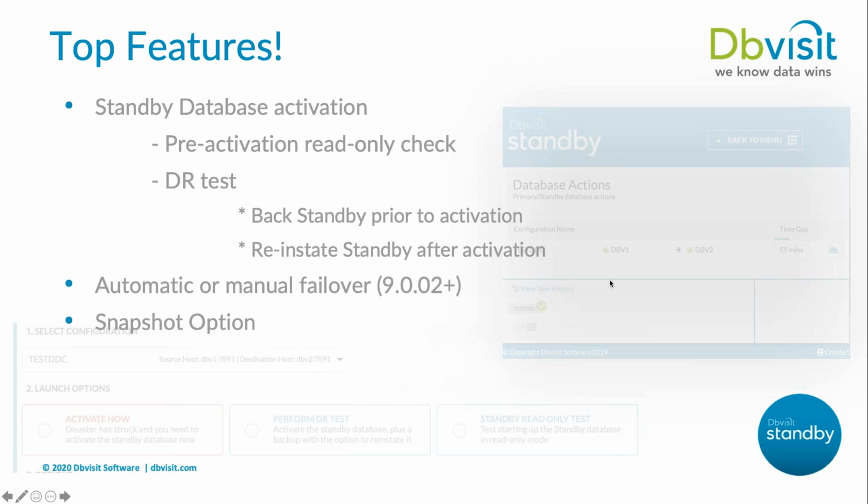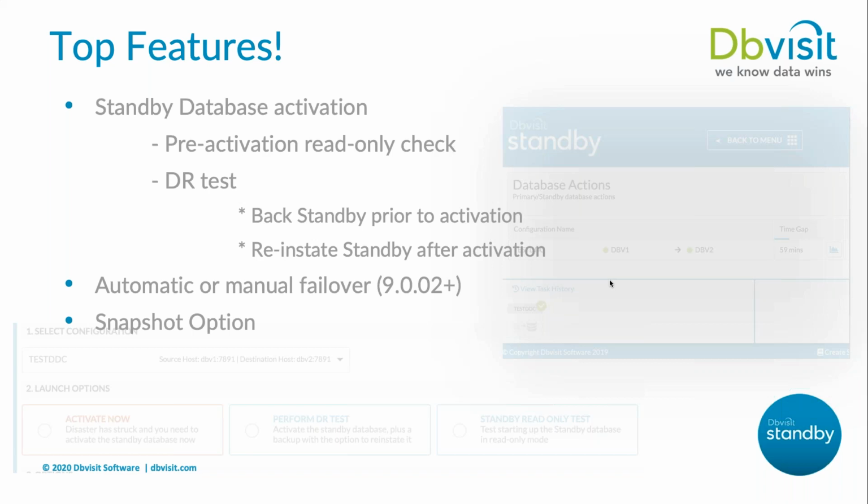And standby database activation. During a DR testing scenario or a maintenance activation scenario, you can do a read-only check to make sure that the standby database is in a consistent state. And in a DR testing scenario, if you have a DR test that needs to be performed, for example, some companies or financial institutions have a regulation stating that you have to perform a DR test every 6 months to make sure that your DR is consistent.